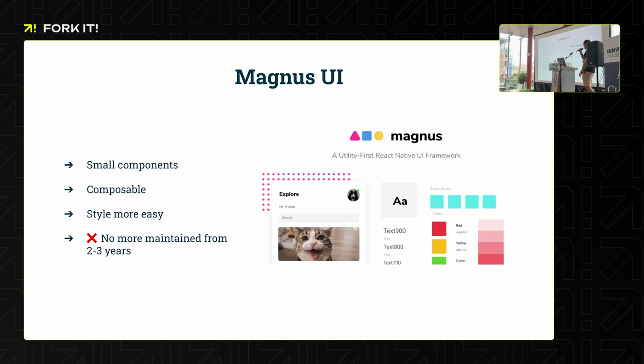So the first one is Magnus UI. It was a really good one, a small one that gives only small components but very composable. It's very easy to style them. We have also the concept of inline props like Chakra UI. The only issue now is that it's no longer maintained, for 3 years now.